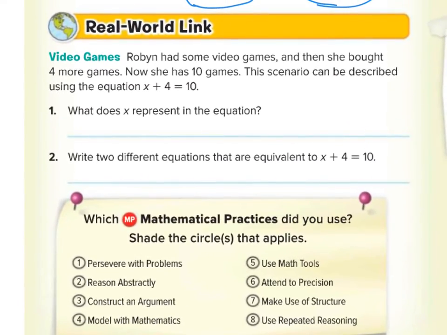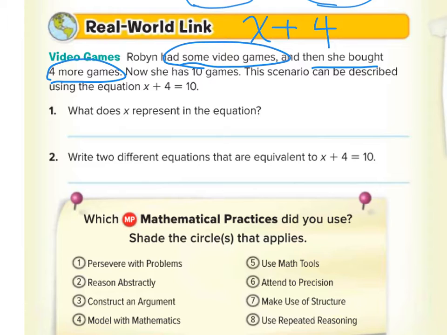Real world connection. So how do we use algebra in the real world? Video games. Robin had some video games, and then she bought 4 more games. So she had some video games. We don't know what this some video games is, so that's going to be represented by x. And then she bought 4 more games. So she's adding 4 to a value that we don't know. So it's x plus 4. Now she has 10 in total. So some games she had before, then she bought 4, now she has 10. So that's how it goes.